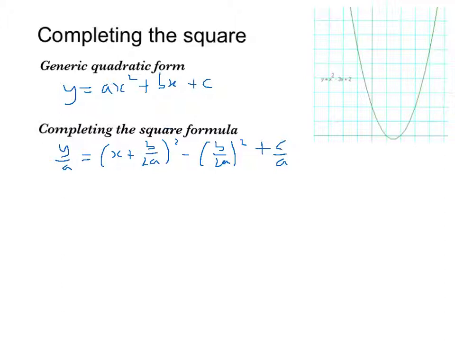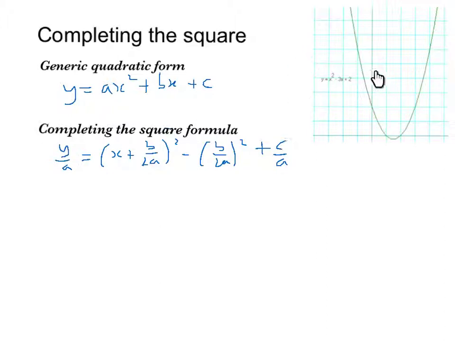I'd like to stress now that we must know these off by heart from memory, and we must, at the end of completing the square, times both sides by a, because we need it to be y equals, okay? The reason it's written like this is because it makes our calculations easier, but we must, at the end, times both sides by a.